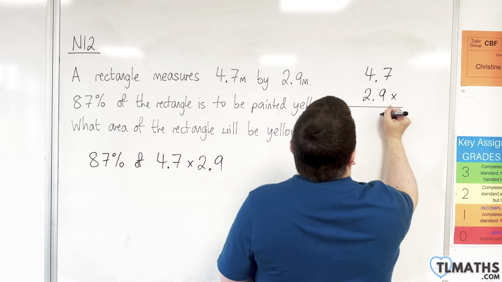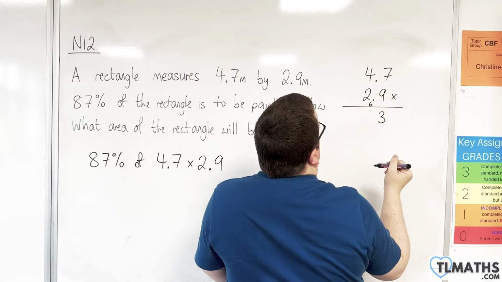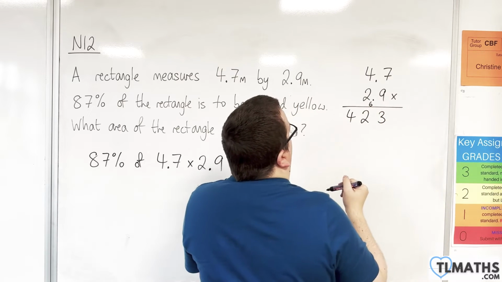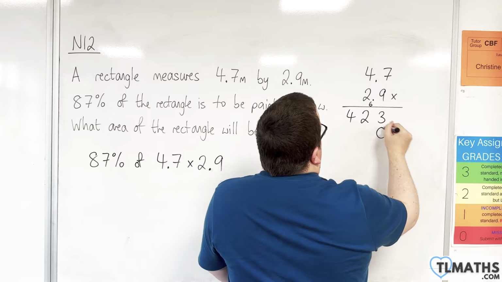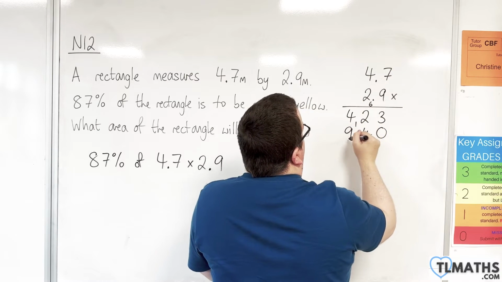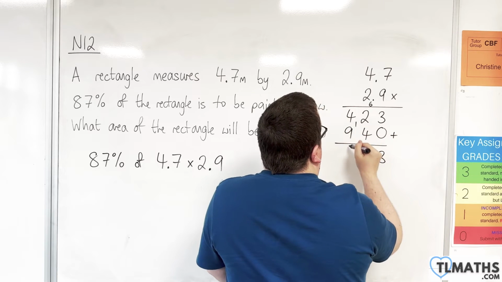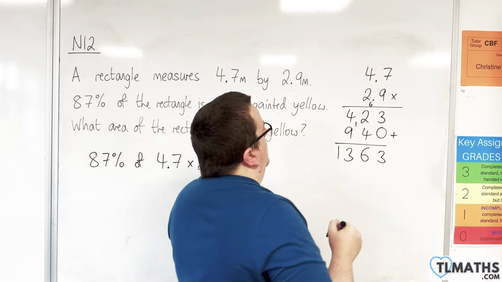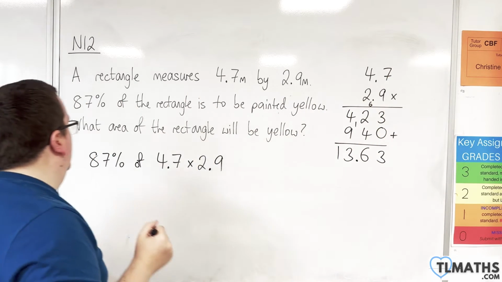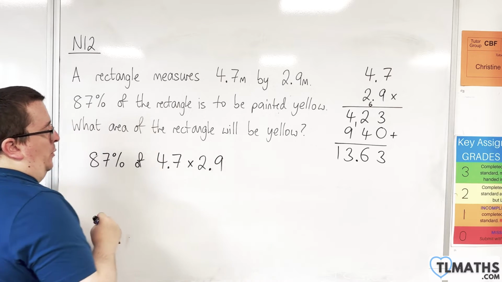7 9s are 63. 4 9s are 36, plus the 6 is 42. Bring in a 0. 2 7s are 14. 2 4s are 8, plus the 1 is 9. Add those together, we'll get 3, 6, 13. And then we've got two numbers to the right of the decimal point, so 13.63. So we're looking at 87% of 13.63.